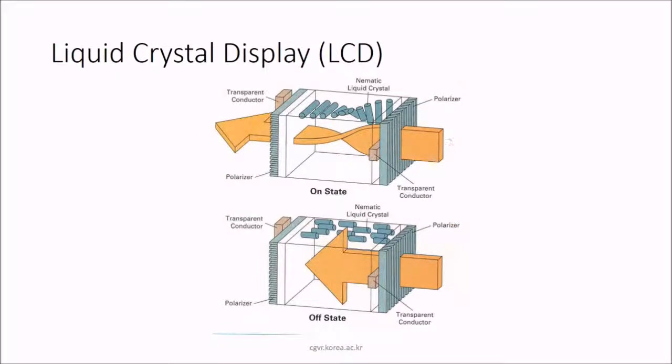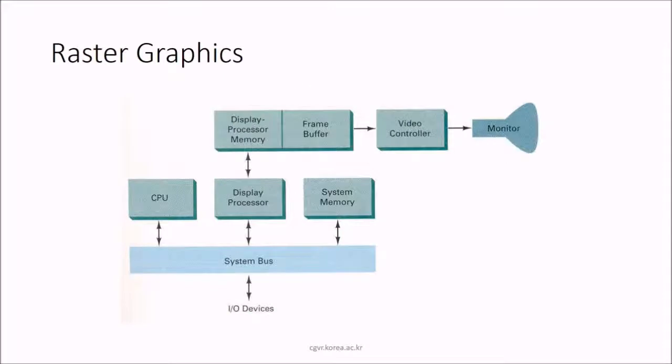This is an LCD, liquid crystal display, shown in on state and off state. In the off state, this is a polarizer, this is a transparent conductor, and here you have the liquid crystal, which corresponds to the display. This is a nematic liquid crystal, again a polarizer, and the transparent conductor. When the state is on, the nematic liquid crystal changes itself depending upon the polarizer, and hence the liquid crystal display presents the graphic.